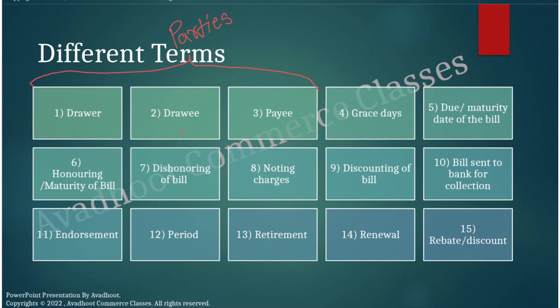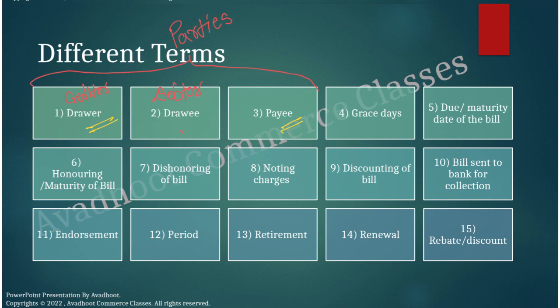Now, what is the drawer? Drawer is a person who draws a bill, who makes a bill. He is the creditor. Keep in mind, he is the creditor. Whereas drawee is a person who accepts the bill. Who accepts the bill, he is the debtor because he has to make a payment to the drawer. Who is a payee? Payee is a person to whom the amount of the bill is to be payable. Sometimes drawer and payee may be the same person.